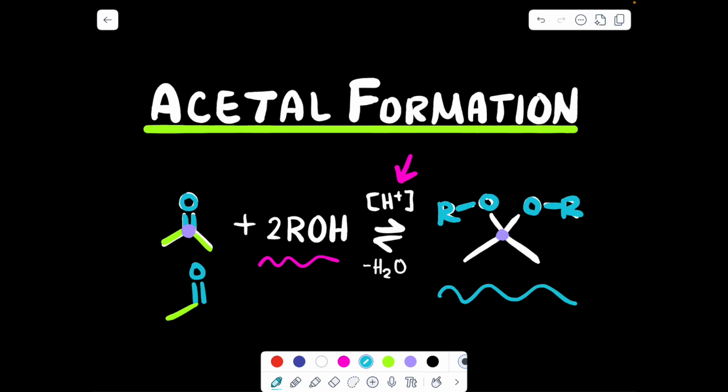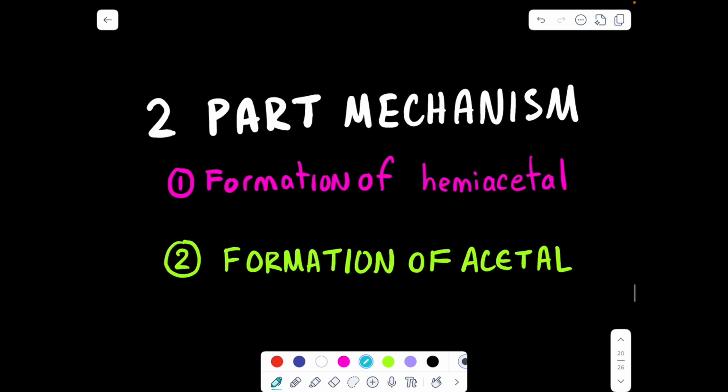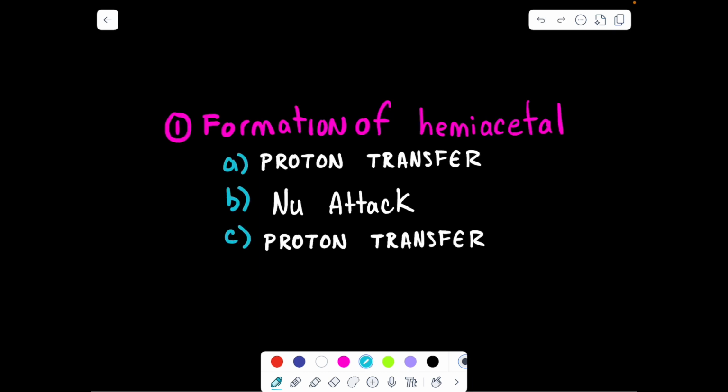So yeah, I guess we could just guess the products, but OChem is all about the electrons. So we've got to go and look at how this happens, aka let's do the mechanism. Now, the mechanism for the formation of an acetal can be broken into two parts. Part one is the formation of a hemiacetal. I'll get to explaining what this is. And part two is the formation of the actual acetal. But now, part one is broken up into three steps itself, A, B, and C.